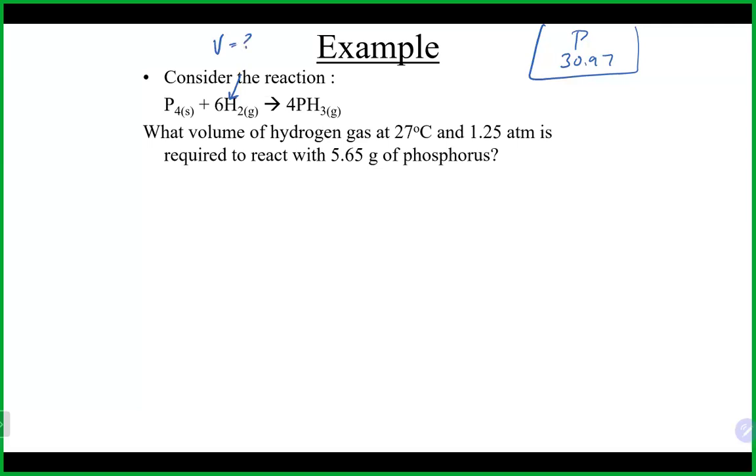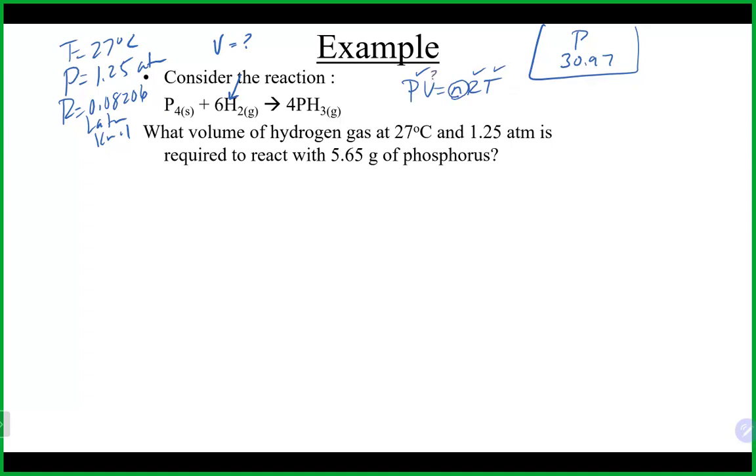And again, we got some useful gas information, if you will. We have a temperature that's 27 degrees Celsius. We also have a pressure that is 1.25 atmospheres. We always have R, since we're probably going to use the ideal gas law, 0.08206 liter atmosphere per mole Kelvin. Just like in that last problem, we really do have everything we need except for moles. And again, we're looking for volume.